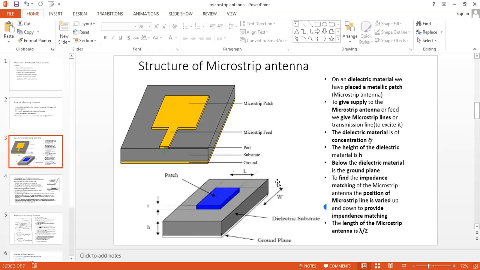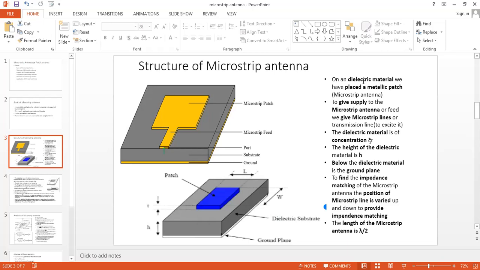This is the length and width. This is the length of the microstrip antenna. This is the height of the dielectric material. This is the width of the microstrip patch, and the length of the microstrip patch. This is the dielectric substrate, this is the ground, this is the height, and this is the thickness. T is the thickness of the microstrip antenna.